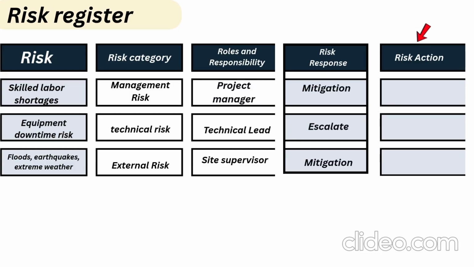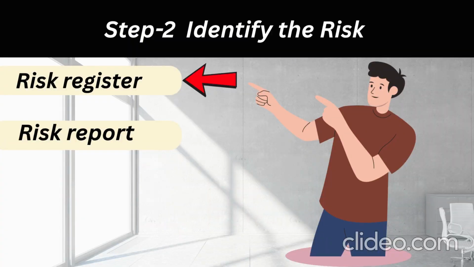The last column is about risk action, where you have to mention what you will actually do in order to reduce the impact of that risk. For the first risk, skilled labor shortage, I would arrange training for laborers so that after hiring they can be trained on the required skill set. For equipment downtime risk, I'm going to look for a vendor, or I will escalate. When I escalate to the technical lead, I will give the required support to him or her to resolve that. And for floods, earthquakes, and extreme weather conditions, we will keep track of weather conditions and take proactive action accordingly. Well, so now we have created our risk register.